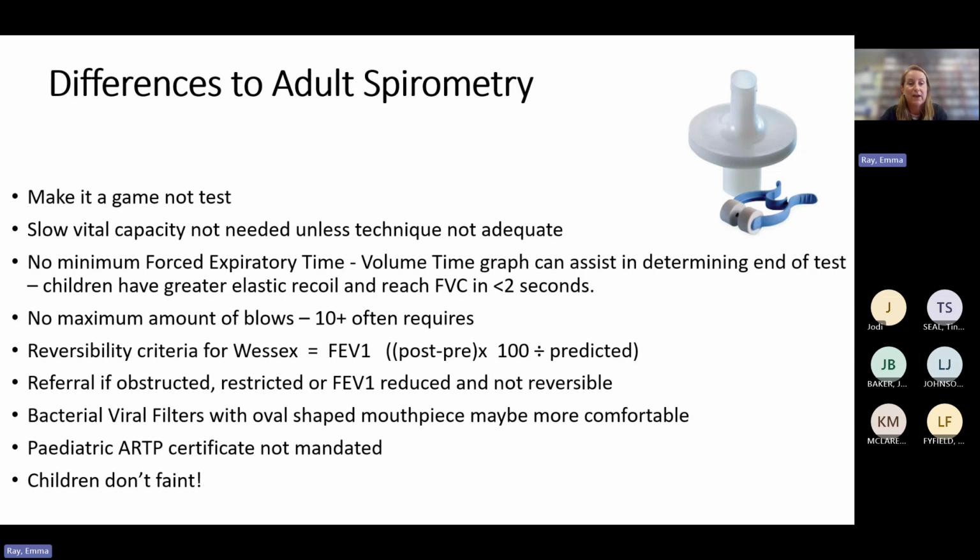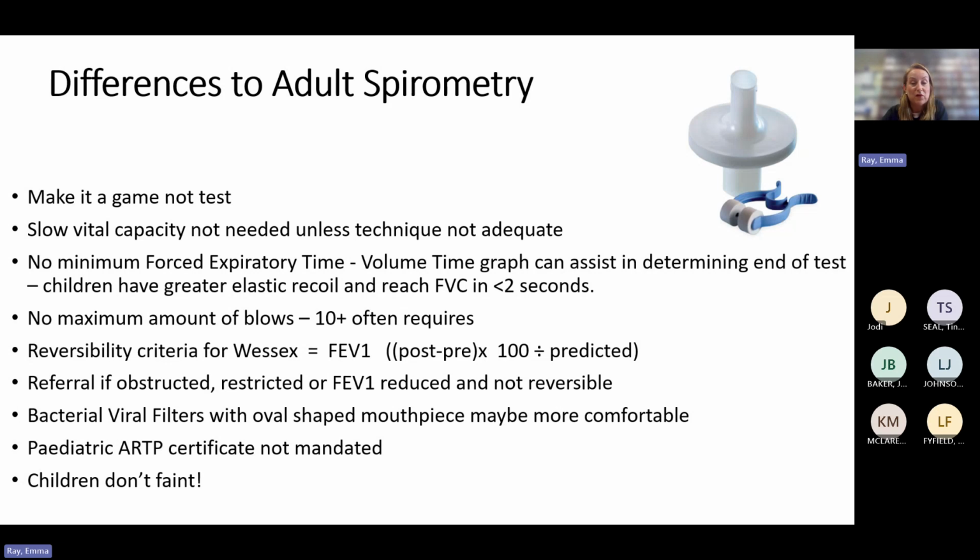Stop if you notice a change in how they're feeling. So for the reversibility criteria, we would say try and use the predicted value to do your calculation. It's a much more sensitive calculation rather than just using your 12% improvement from your pre to your post values. The calculation is the post minus the pre, times 100, divided by your predicted FEV1 value, and that will give you a result. It's just a bit more sensitive.